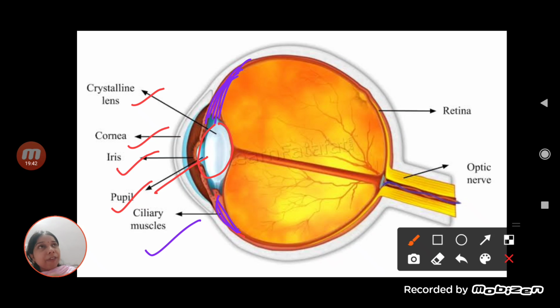If we are not able to see the nearby object or the faraway object, it will be because the ciliary muscles are not working properly. Actually, what happens with age is that the ciliary muscles become less active, and due to which people are not able to see the nearby object or the faraway object. So the role of the ciliary muscles is to contract and expand in order to adjust the lens so that we can see the nearby object as well as the faraway object. The other parts, students, we will study in the next class.